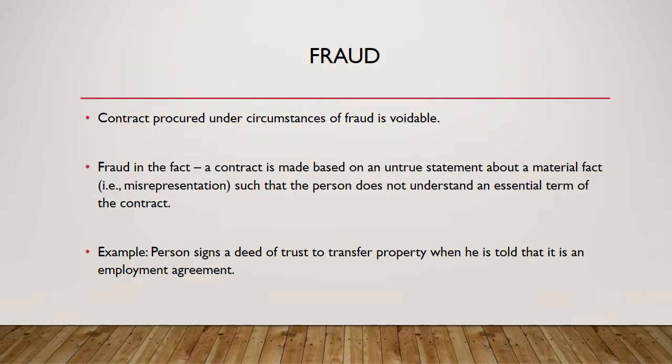And it's a misrepresentation to the extent that the person does not understand the essential terms of the contract. The good example that's given in the book is the person signs a deed of trust to transfer property when the person is told that it's an employment agreement. So clearly, there is a fraud that's being perpetuated upon the person who's signing the deed of trust. He thinks he's signing an employment agreement, believes he's going to work for the person or company, but instead he transferred his property. Obviously, under those circumstances, the contract should be deemed procured under circumstances of fraud and would be void.